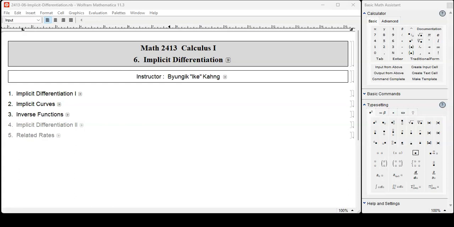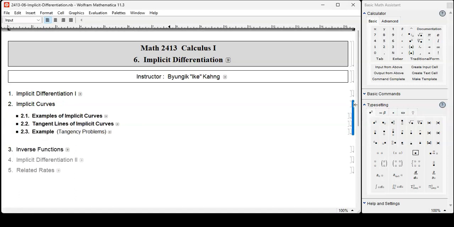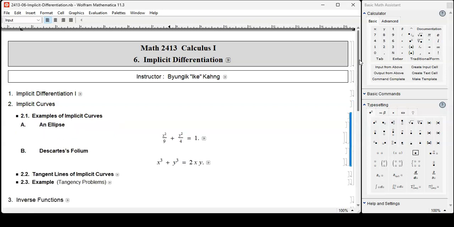Hello students, welcome back. In section 1 we went through implicit differentiation as a technique. Now let's do the application problems associated with some geometry. We are going to focus upon implicit curves this time. Let's begin with some examples.